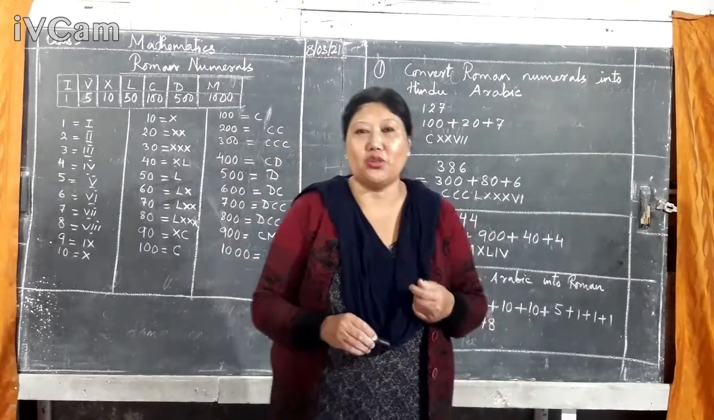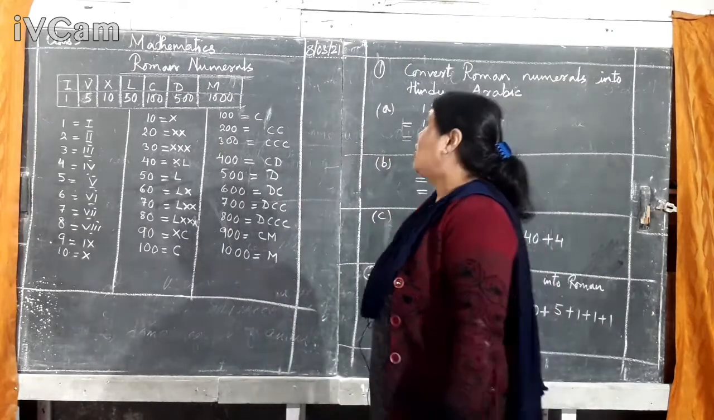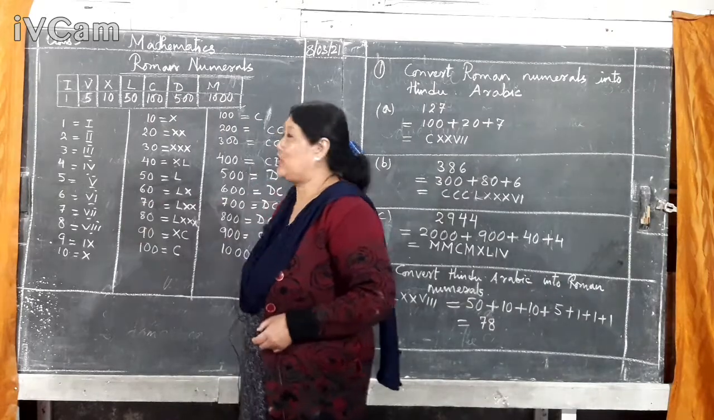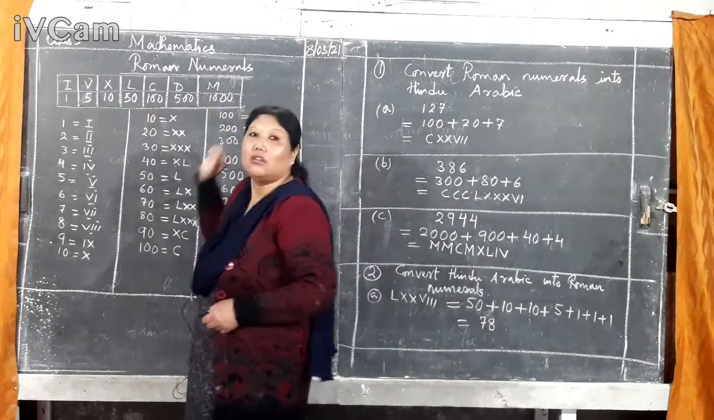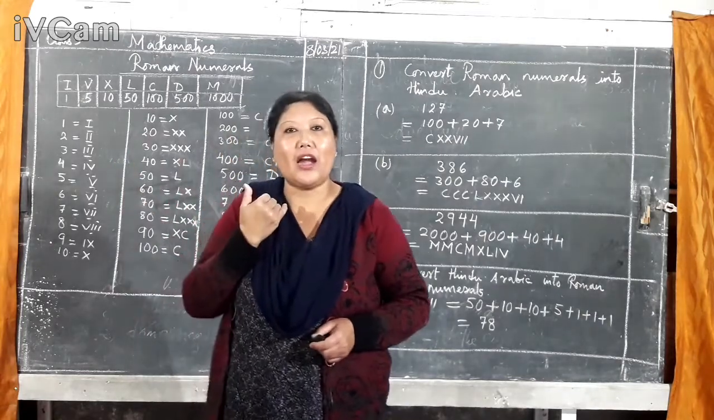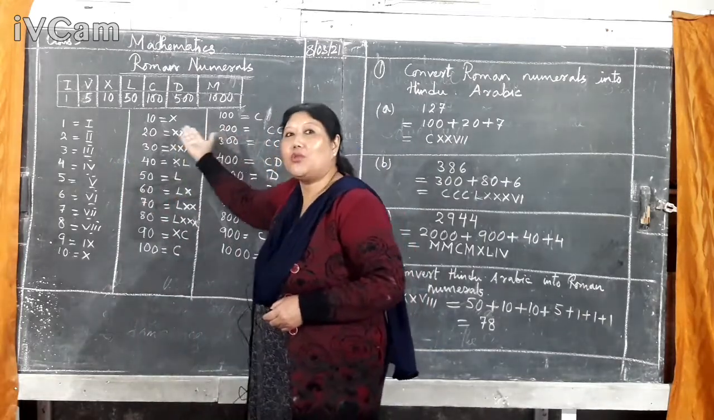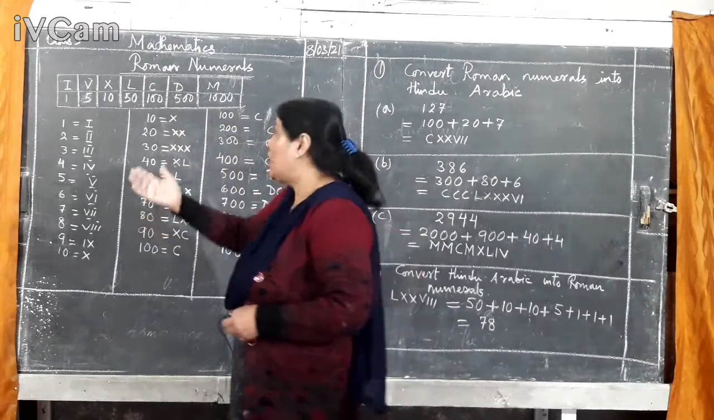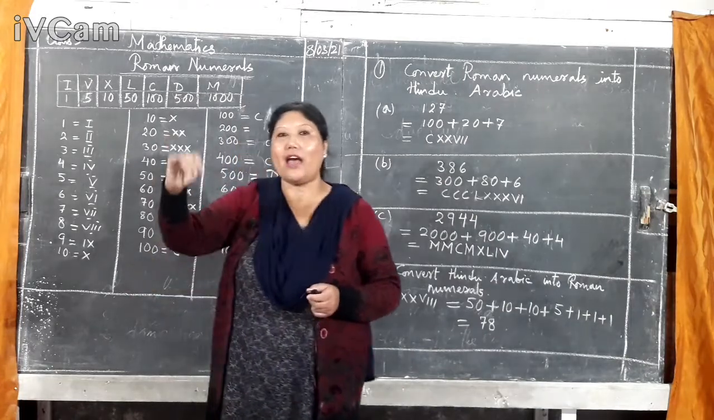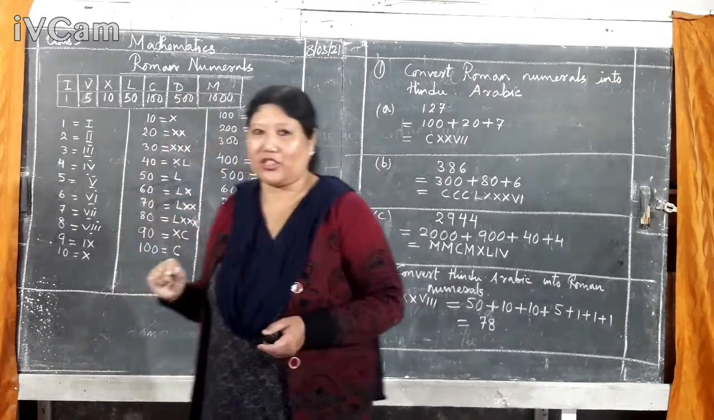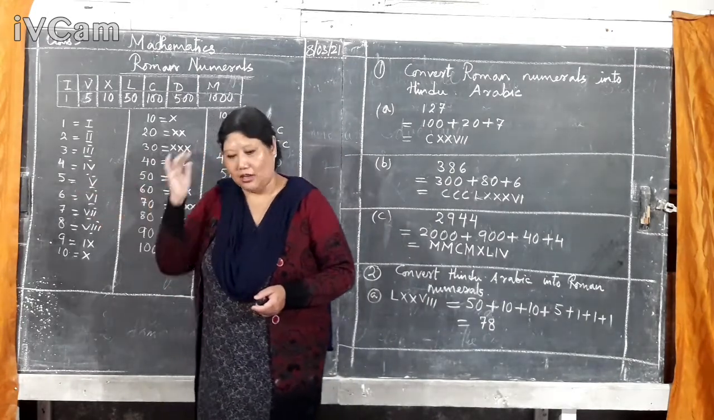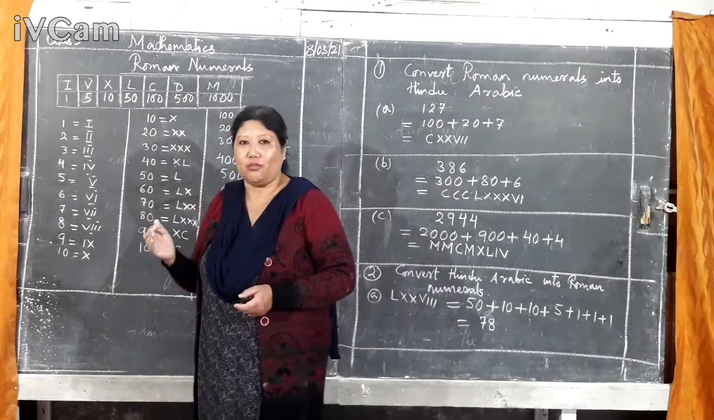Last time I had taught you Roman numerals, isn't it? In Roman numerals, what I had taught you about these symbols: what the Romans used to do, they did not use our Hindu Arabic numbers. They had their own numerals, and these are actually symbols, and they used English alphabets to write their numbers. And last time I had also told you about the rules.